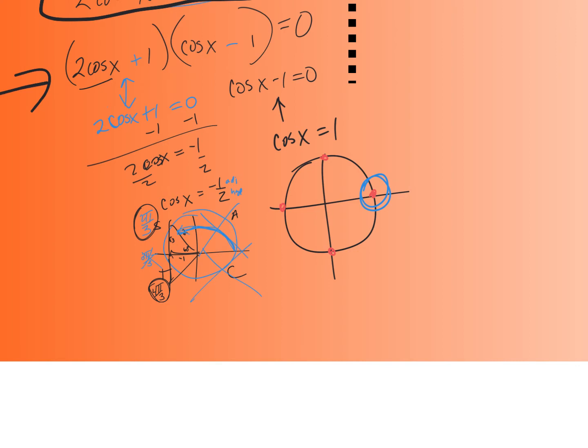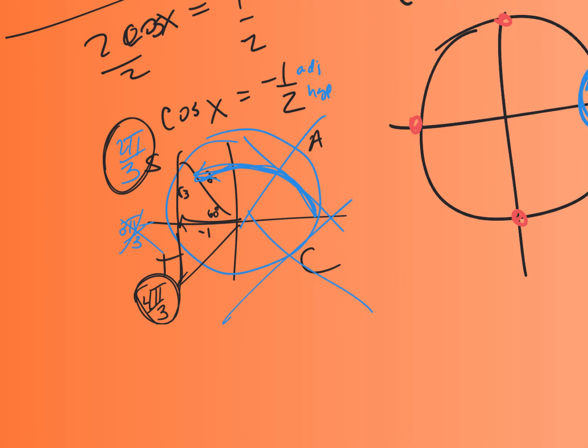Final answer. I think you said 0, didn't you? Aaron, was that you that said 0? Yeah, I said 0. Okay, you are correct. So the final 3 answers are 0, 2 pi over 3, and 4 pi over 3. All right.